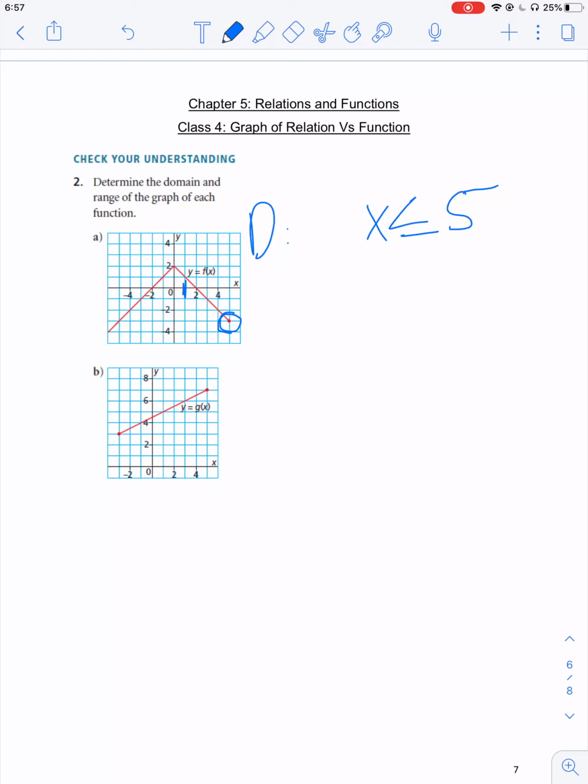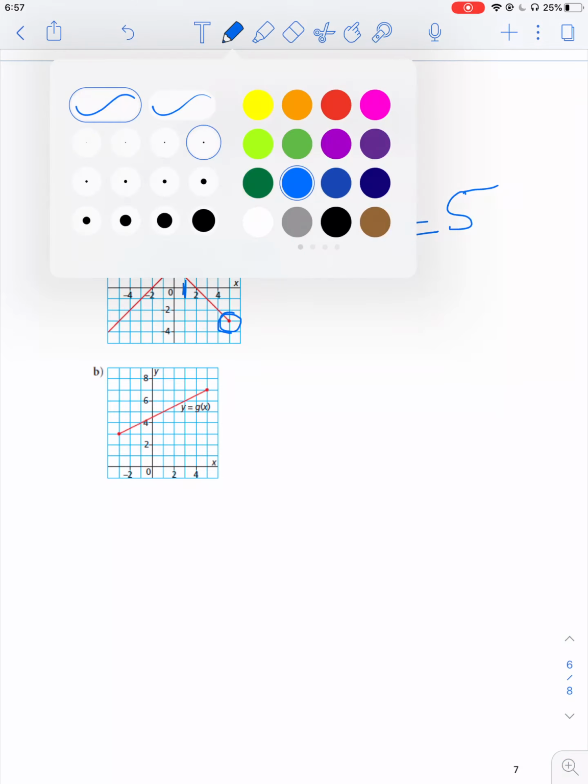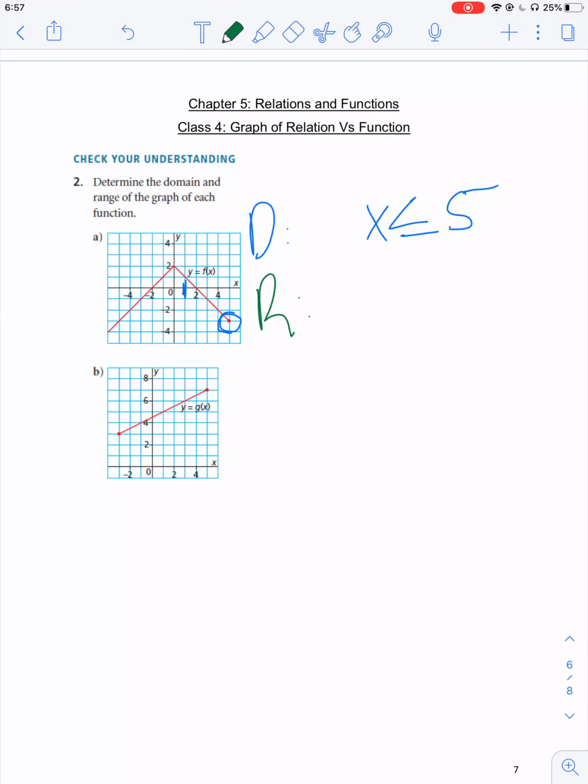There's no minimum, there's just a maximum. Now for the range of my function, again, that has to do with y. Is there a minimum y value or a maximum y value? So let's look at this.